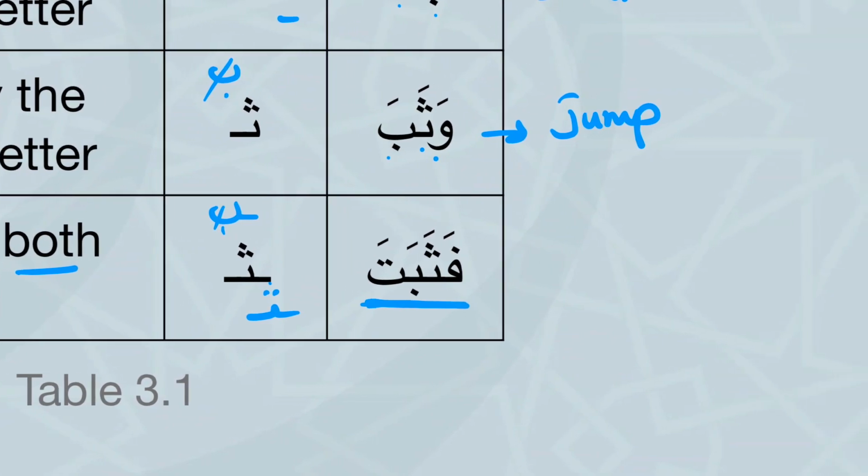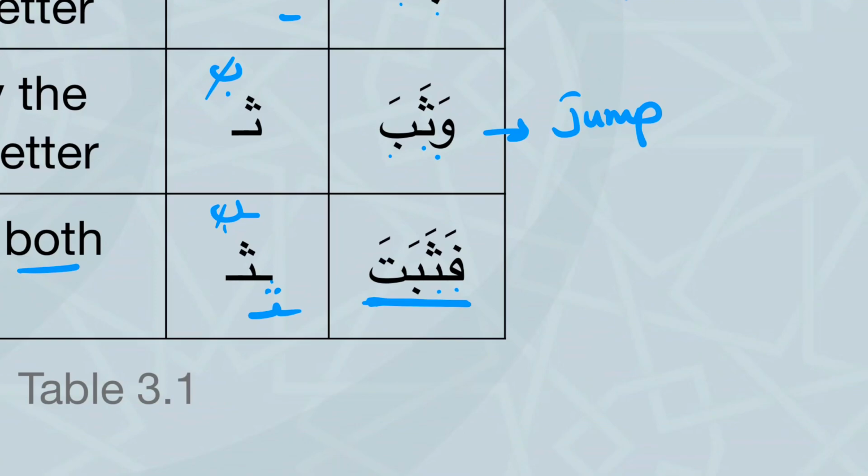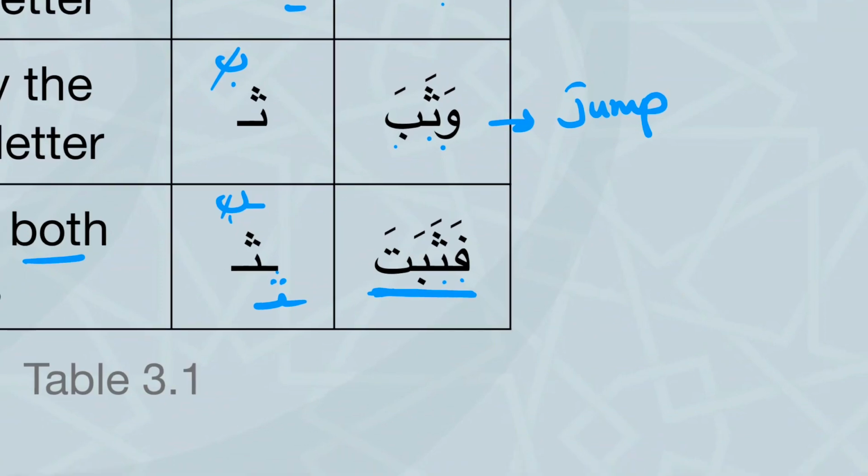How would I pronounce this again? So let's break down the letters. The fa has a fatha, the tha has a fatha, the ba has a fatha, the ta has a fatha. So basically, it's all a sound. So I would start: fa tha, fa tha, ba ta, fathabata, fathabata.